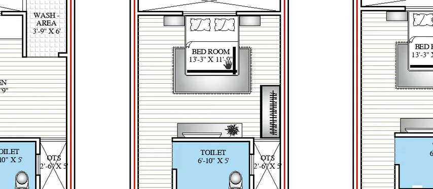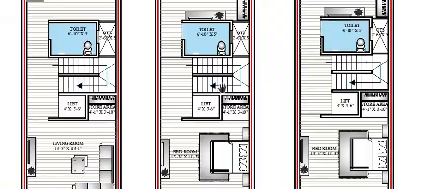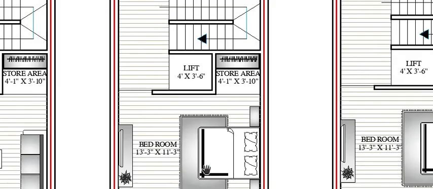Bedroom, which is 13 feet 3 inch by 11 feet 9 inch. It means here to here is 13 feet 3 inch and here to here is 11 feet 9 inch. Okay. This one is the OTS that goes through to the terrace floor. This is the same as on the left. This one is the store area.